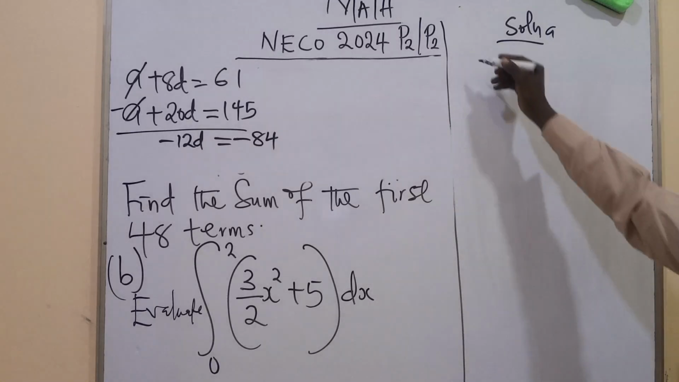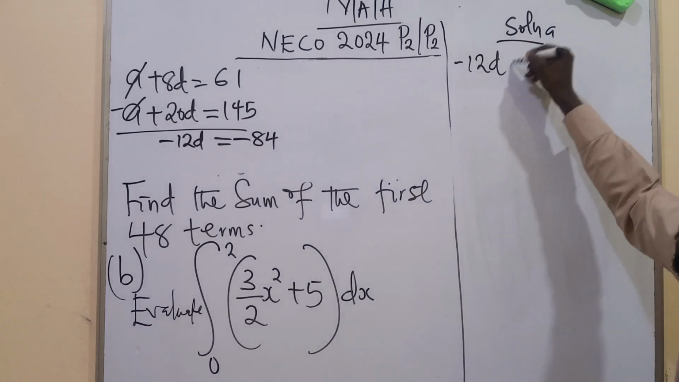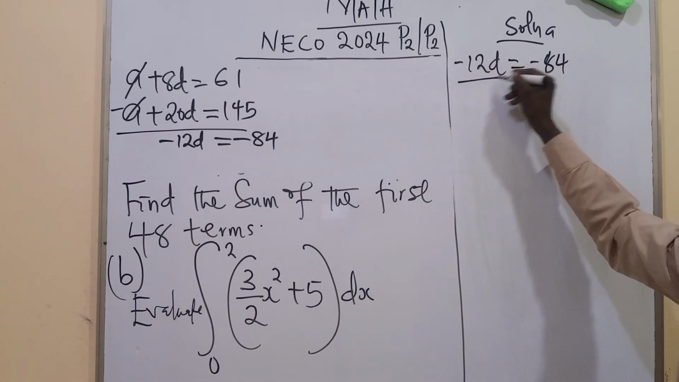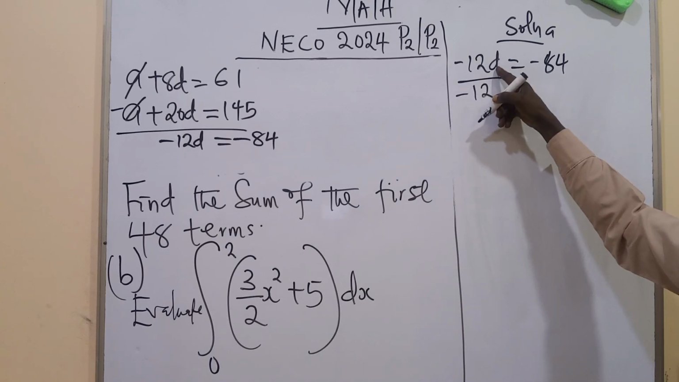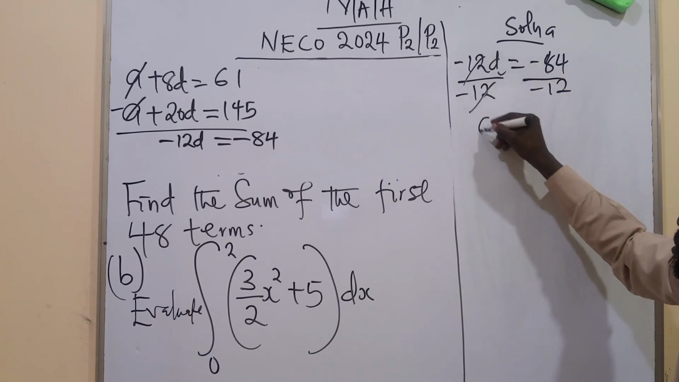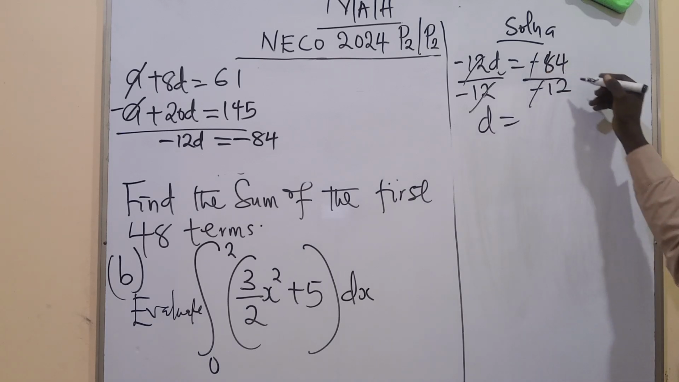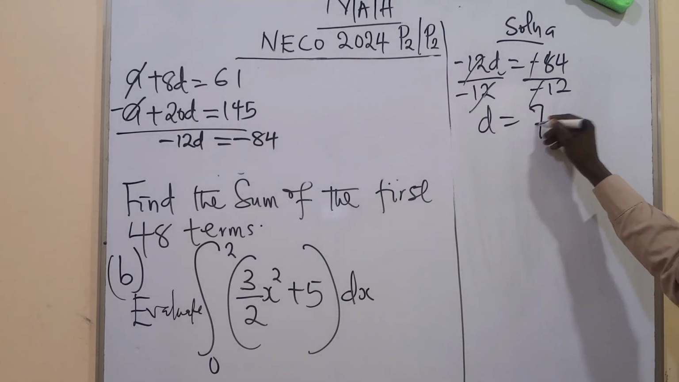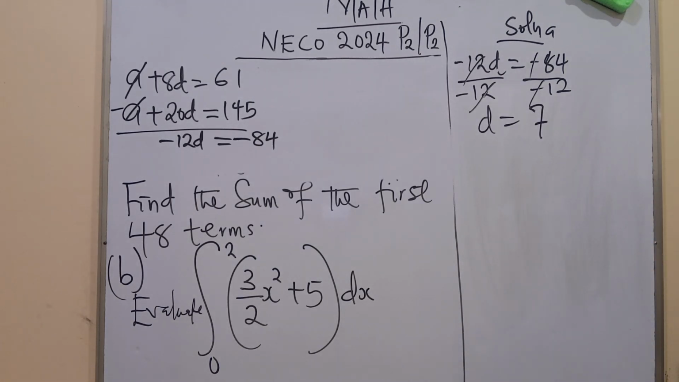To find the common difference now, we have minus 12D equals minus 84. So we can divide through by the coefficient of D, which is minus 12. Divide through by minus 12. D now will be, minus will divide minus, which is 1. 84 divided by 12, we have 7. So the common difference is 7.